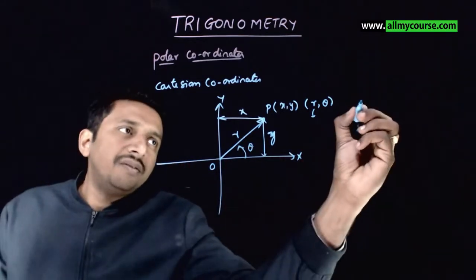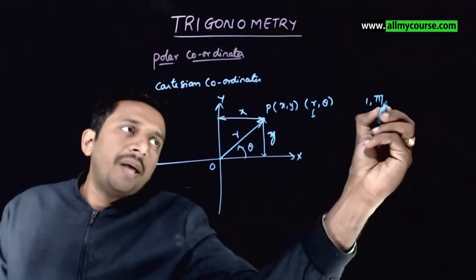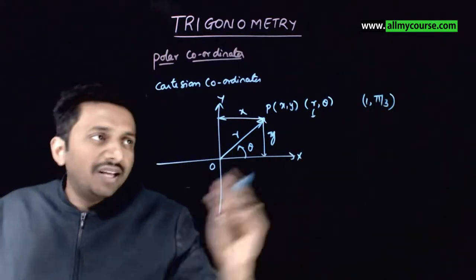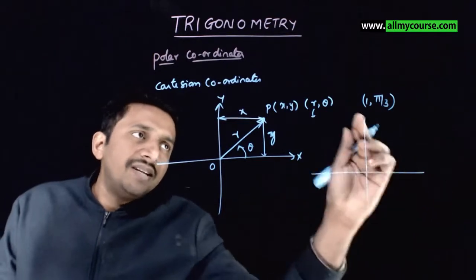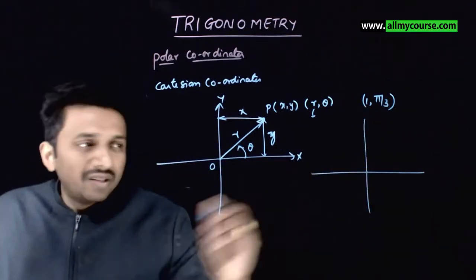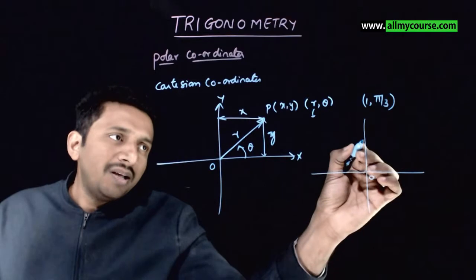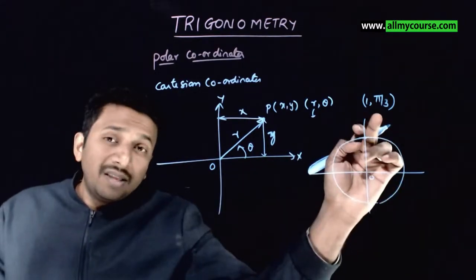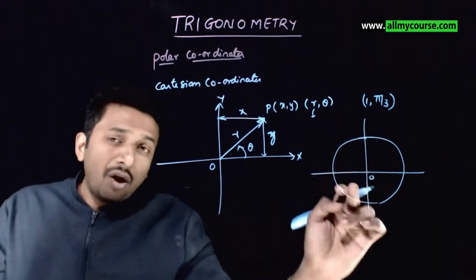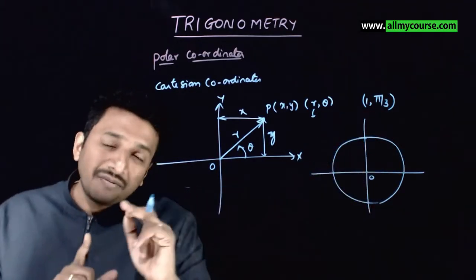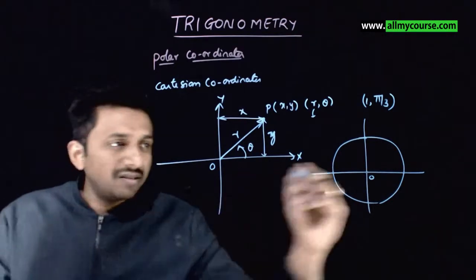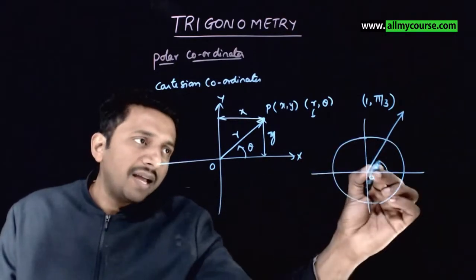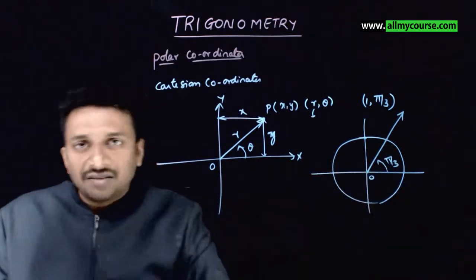For example, if I give you 1, pi by 3, that is, the point is at a distance of 1 from the center, 1 from the origin. That is, the point might lie somewhere on the unit circle. And the ray joining the origin with the point is making an angle of pi by 3 with the x-axis. That is, the point has to lie on this ray, making an angle of 60 degrees with the x-axis, right?